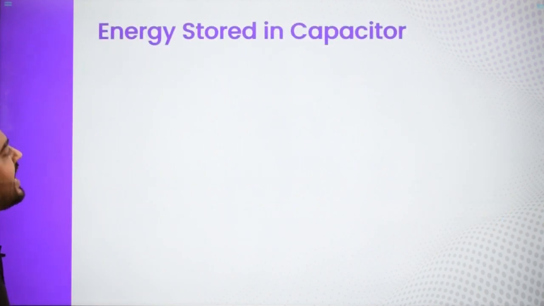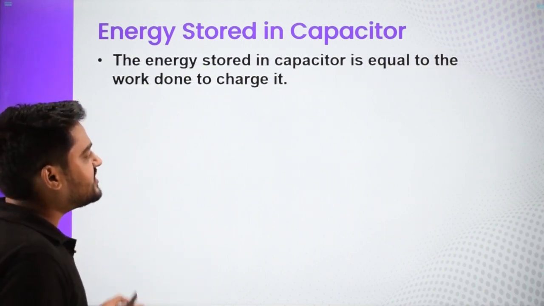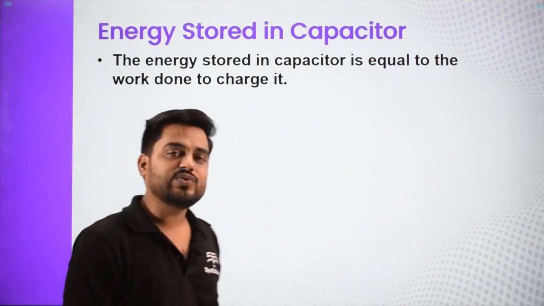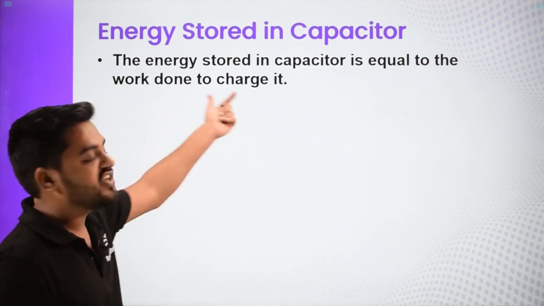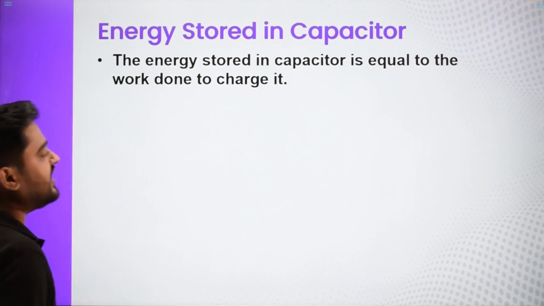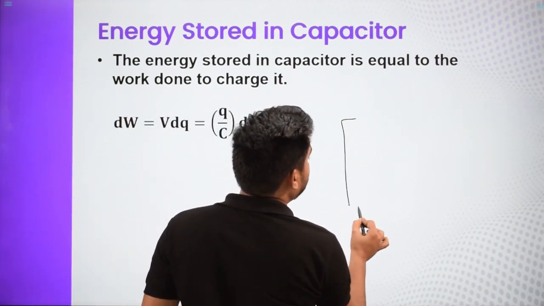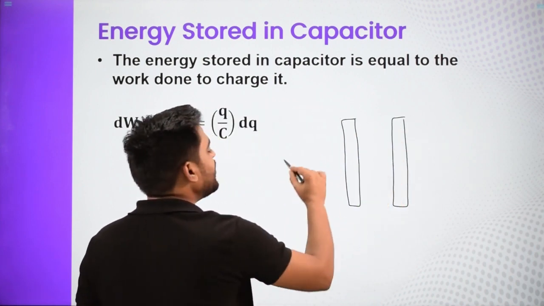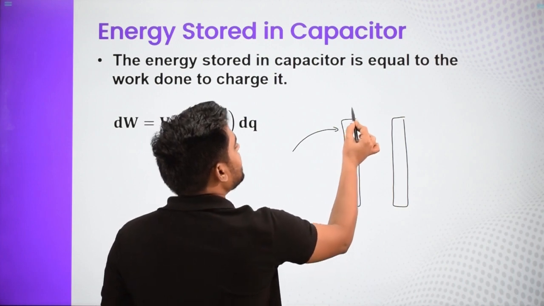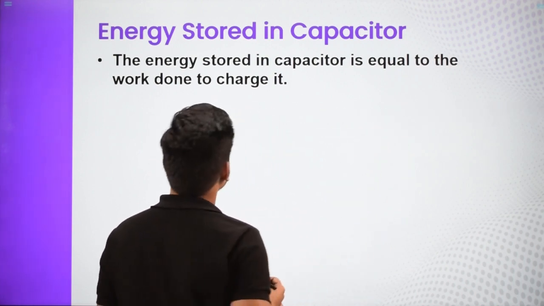Now next is energy stored in a capacitor. The energy stored in a capacitor is equal to the work done. Work done in what? Work done to charge it. So basically we have two plates. Let us say one plate is over here, other plate is over here. What I am going to do is give it charge Q, so there is already charge plus Q and minus Q.